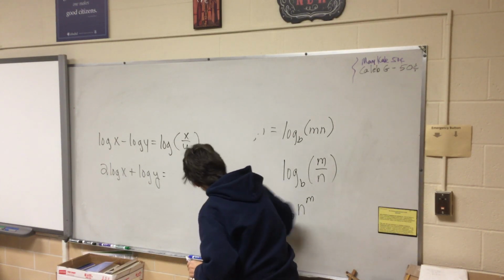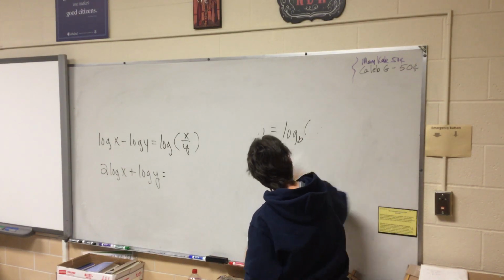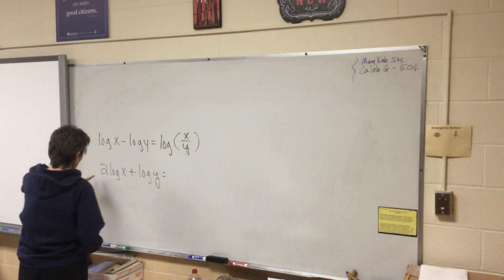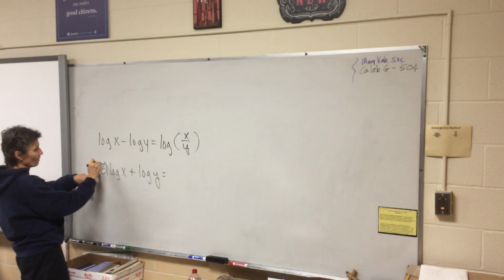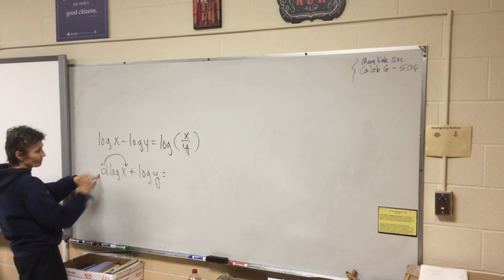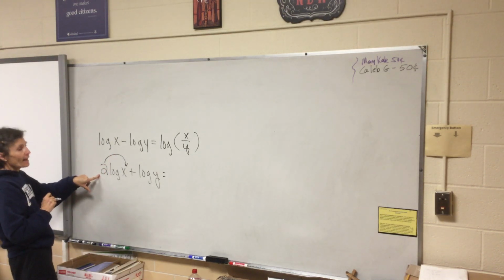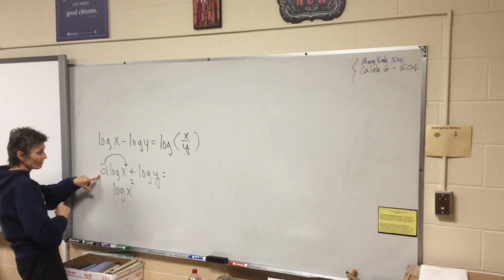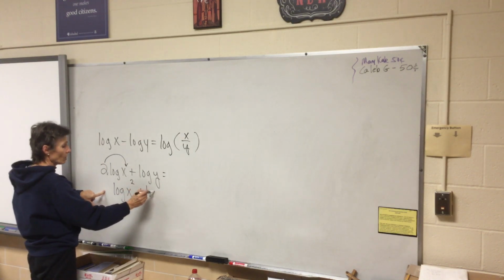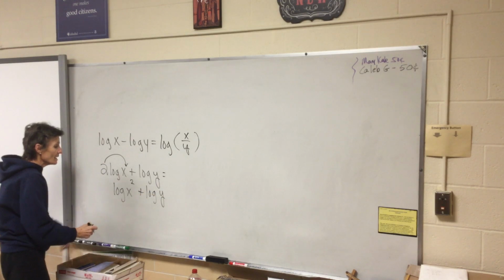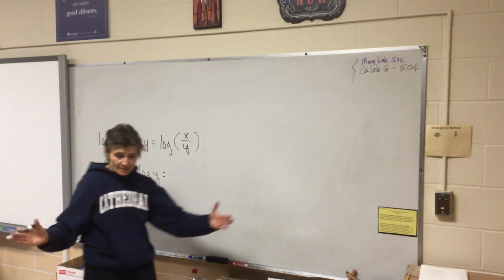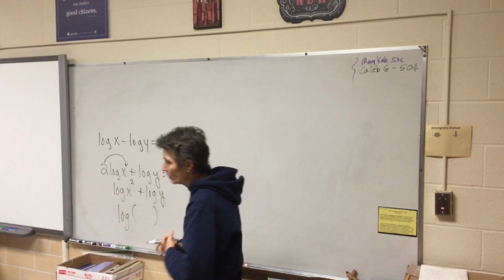So I'm erasing my rules right now, but what did we say we were going to do with these coefficients out in front of logarithms? Where do they go? Exponents. So we're going to have the log of x squared plus the log of y. Now I can put them together. These 2 logarithms have to go into 1.